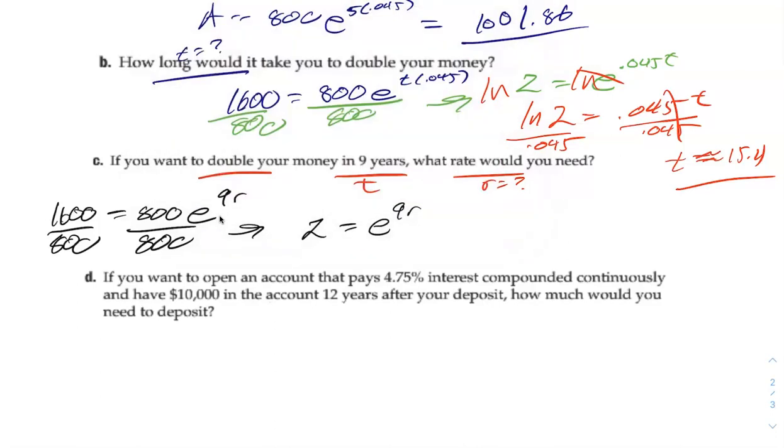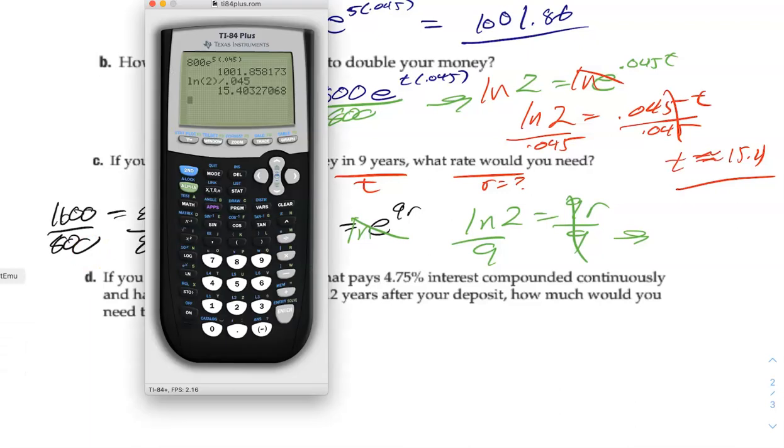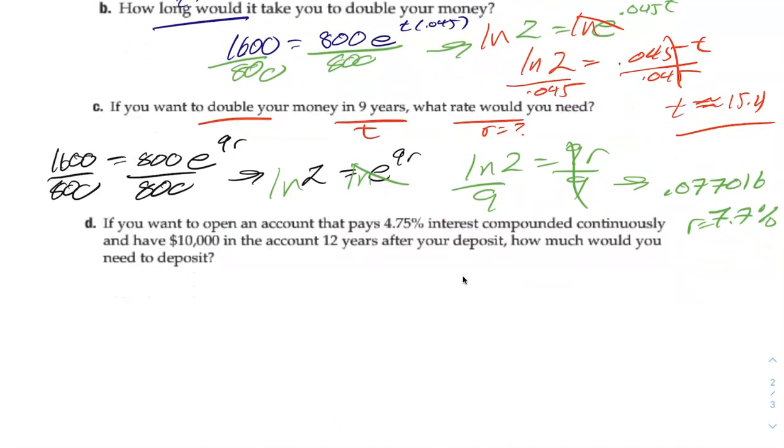Well, get rid of the e by taking the natural log. Natural log of 2 equals 9r. And divide by 9. Normally I don't care, but since this is an application problem, we should find out what the actual number is. Answer the question. So let's do it real quick. Natural log 2, close parenthesis, very important. Divide by 9. So I get 0.077016. So I need about a 7% rate. There you go. And then one last one.